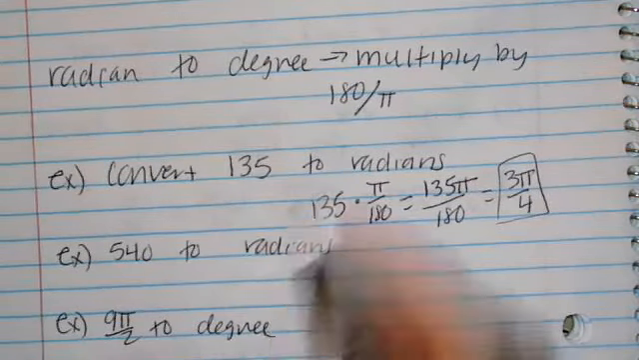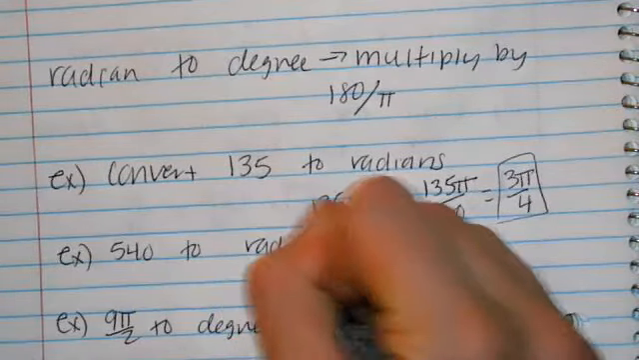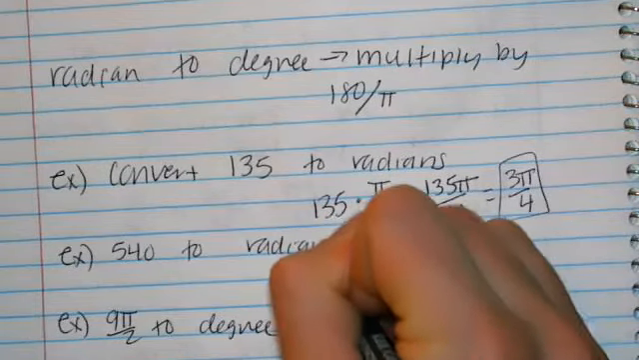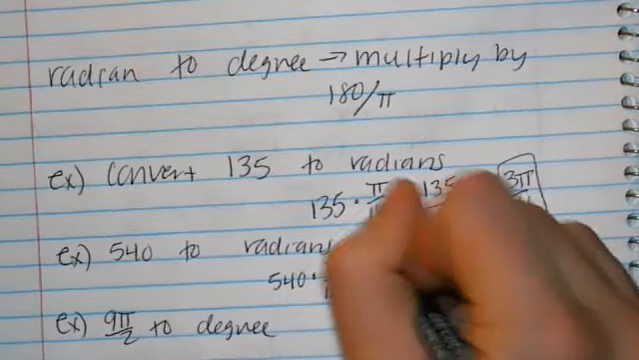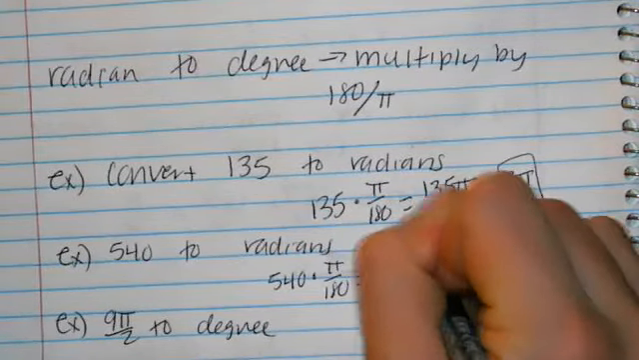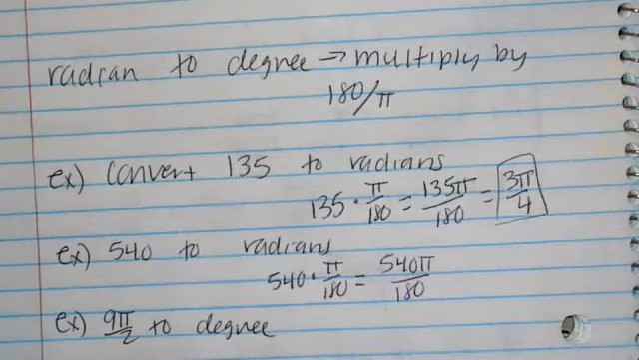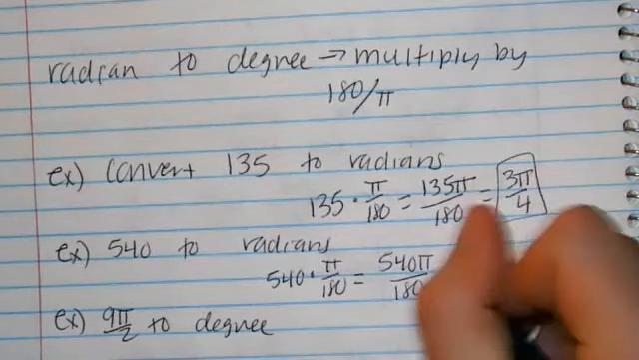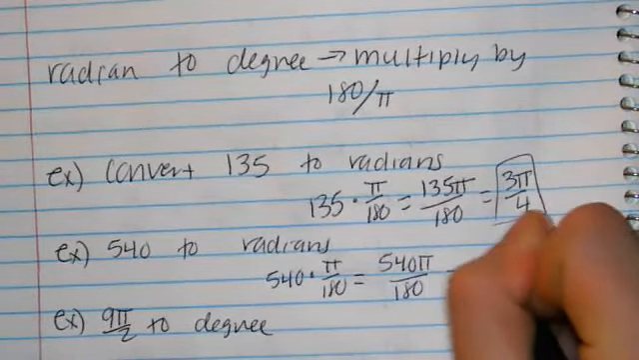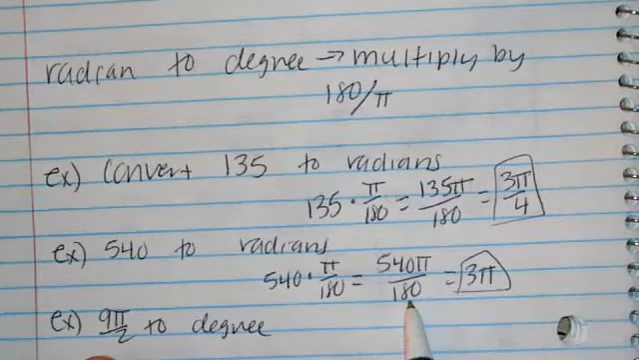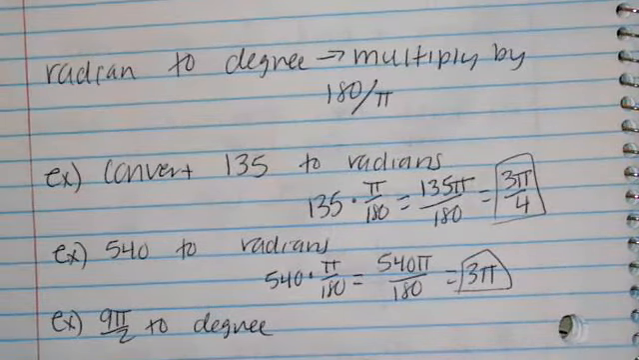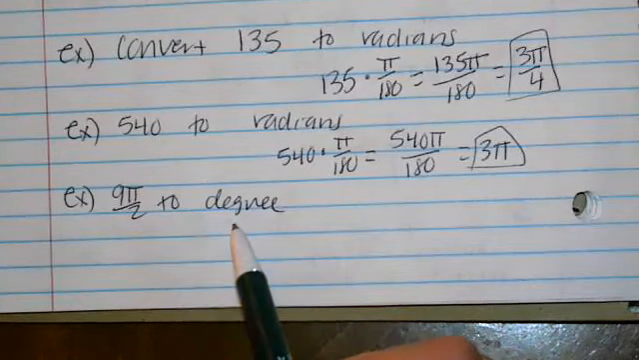540 to radians. Again, 540 times pi over 180. That's 540 pi over 180. We can simplify this down to 3 pi, just taking 540 divided by 180. The last one, 9 pi over 2 degrees.